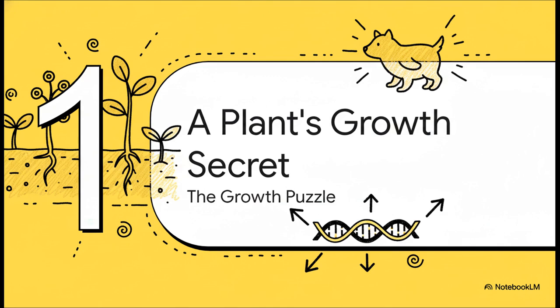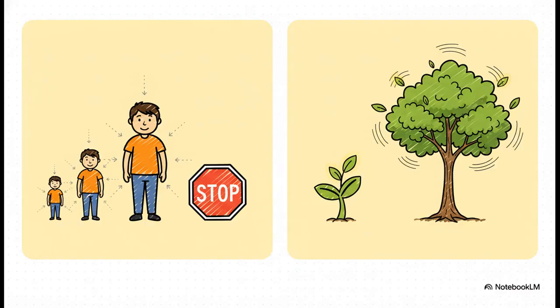The very first piece of our puzzle is something you've probably already noticed. Think about it for a second. Both plants and animals grow, right? But they do it in completely different ways. Now have a look at this. On the left, you see how we animals grow. Our growth is uniform. Our entire body grows together, but only for a limited time. Once we become adults, we stop getting taller.